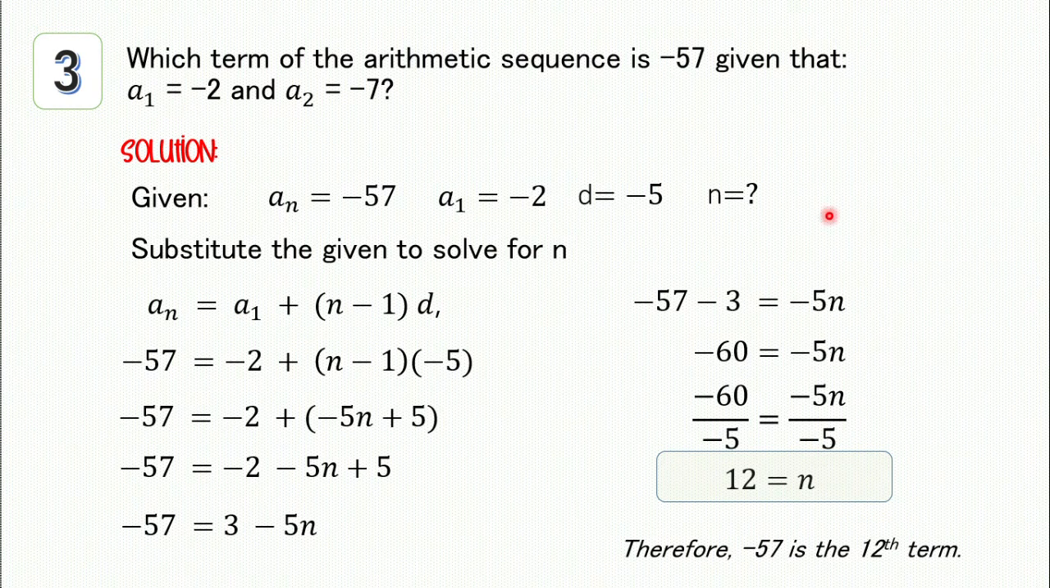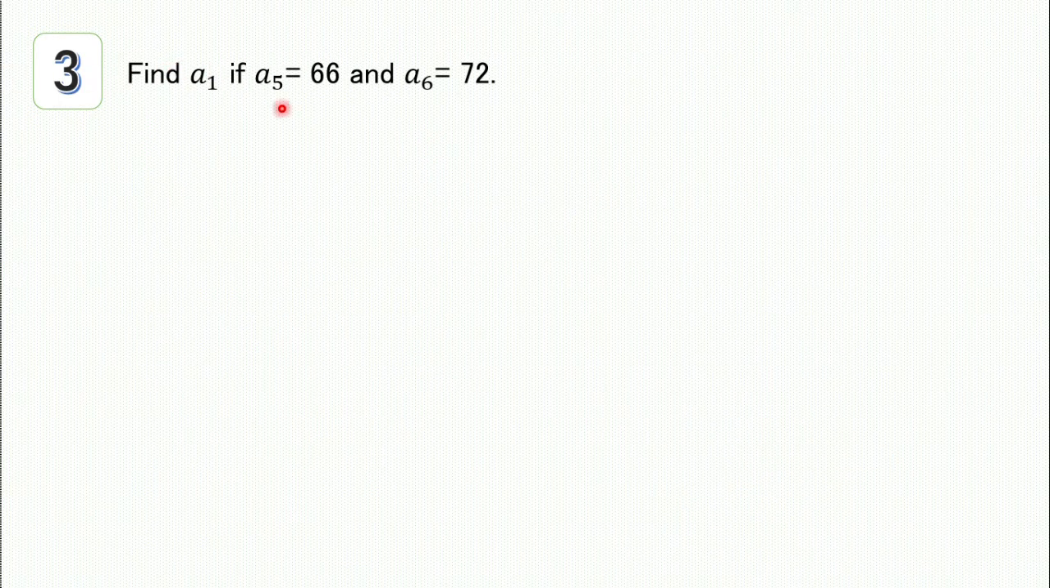So, in this kind of problem, we're able to find the value of n, or the term number. Because in the previous examples, number 1 and number 2, we're able to solve for the a sub n. Dito naman is yung n. So, sa number 4 naman ay kukunin natin yung a sub 1. So, let's have that kind of problem. Find a sub 1 if a sub 5 equals 66, and a sub 6 is 72. So, in this kind of solution, let's have the given.